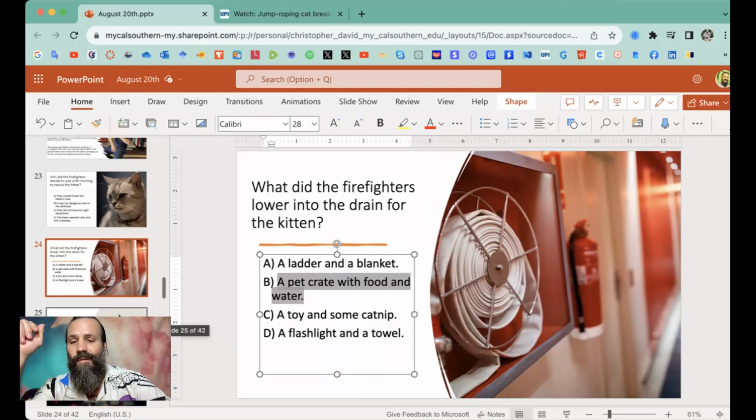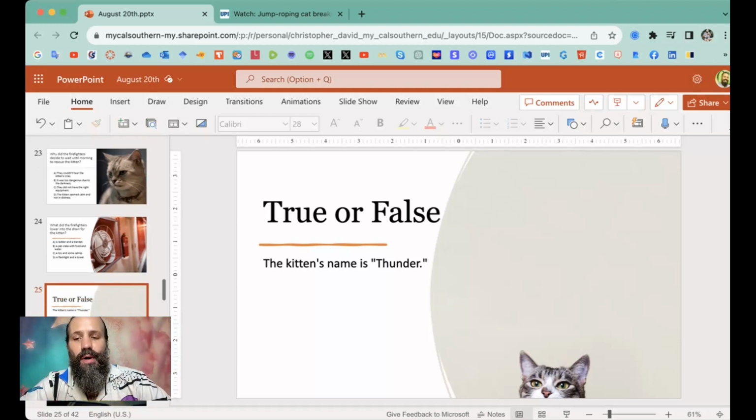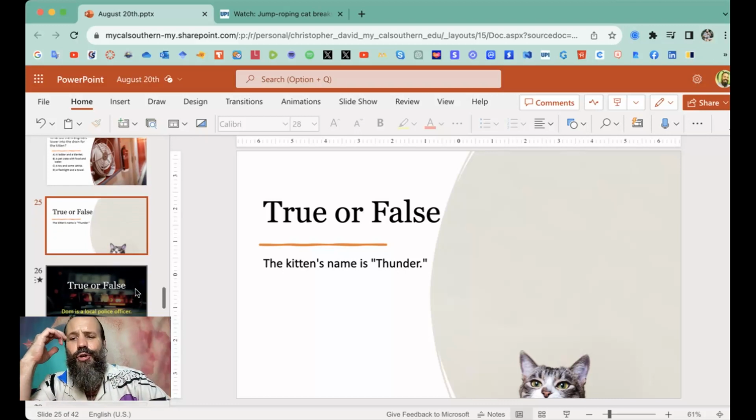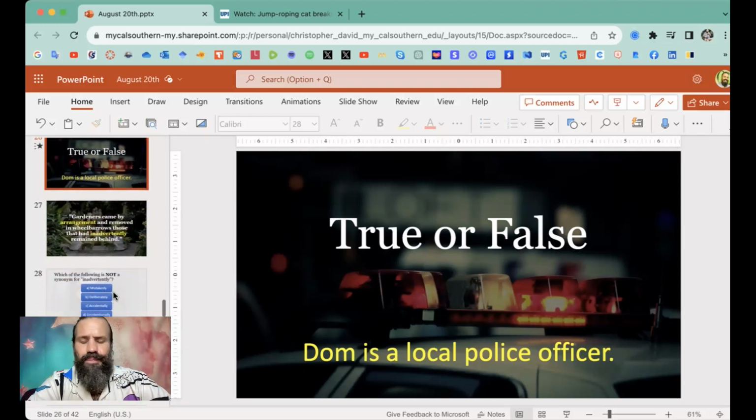And the next question is a true or false. The kitten's name is Thunder. False, because the kitten's name is Storm, based on the storm drain. And we have another true or false. Dom is a local police officer. False again. He's a firefighter, right? Firefighter.